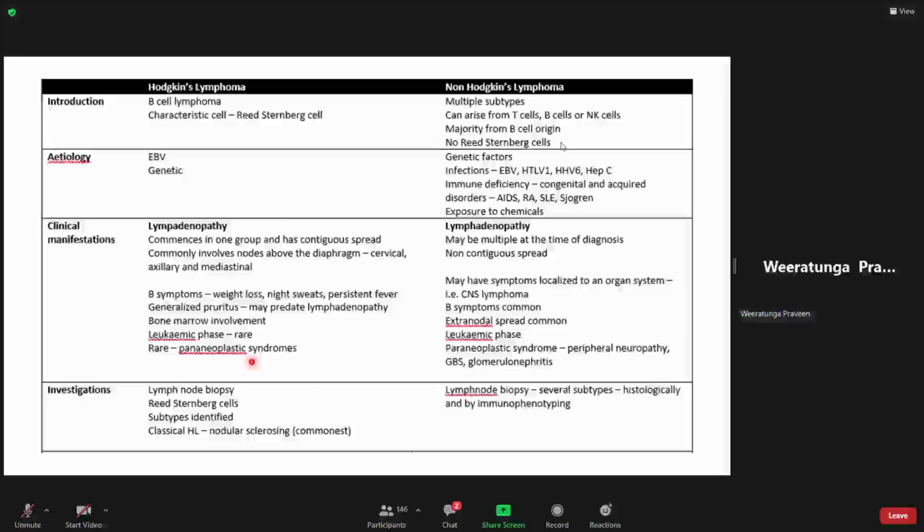The name comes from Hodgkin's lymphoma having a classical cell in the histopathology, right? And that is called the Reed-Sternberg cell. It is supposed to have an owl-like nucleus. Non-Hodgkin's lymphoma doesn't have Reed-Sternberg cells. Now, Hodgkin's lymphoma typically starts in one lymph node group and has a contiguous spread.